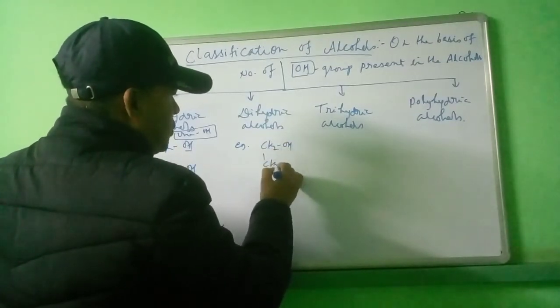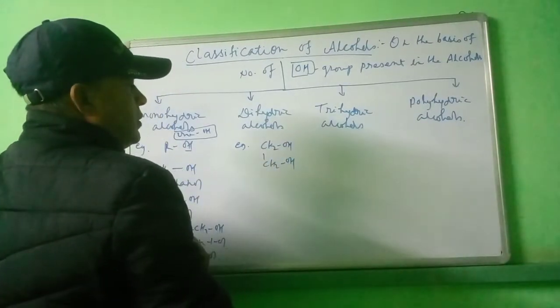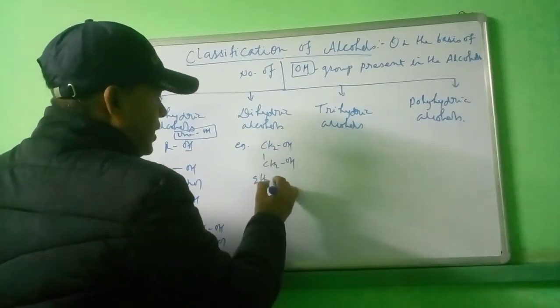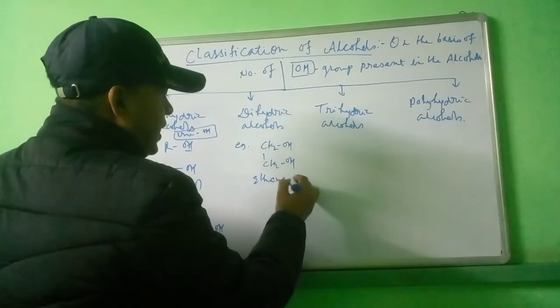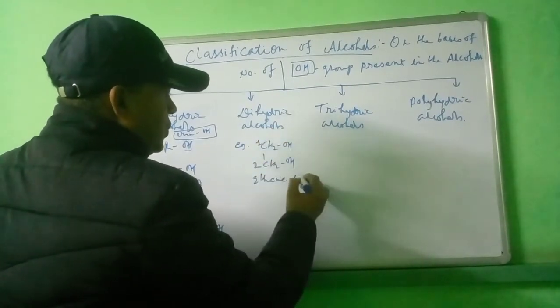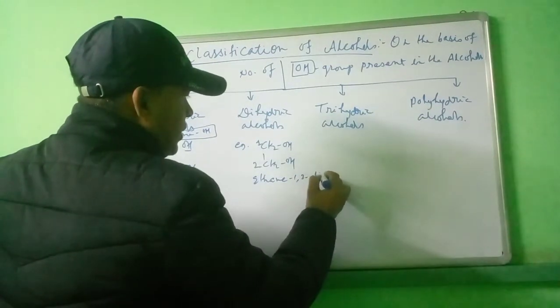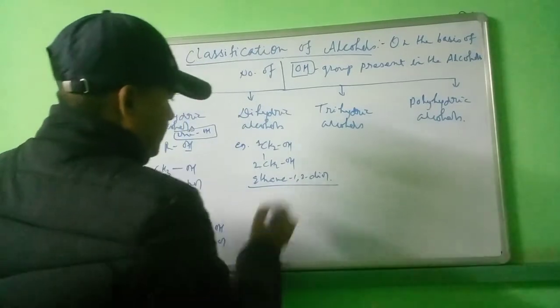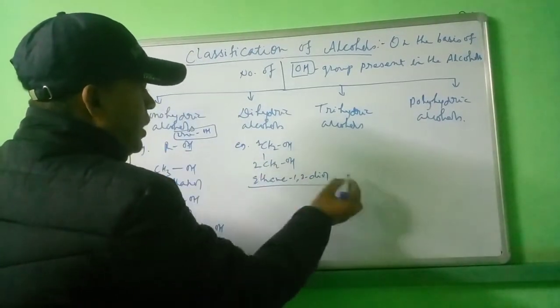Okay, again CH2OH-CH2OH. So here the name is what? There are 2 carbons here. So eth is the word root, eth plus ane, ethane, and 1 position here, and 2 position here. So 1,2-diol. In the IUPAC name you will study, ethane-1,2-diol.